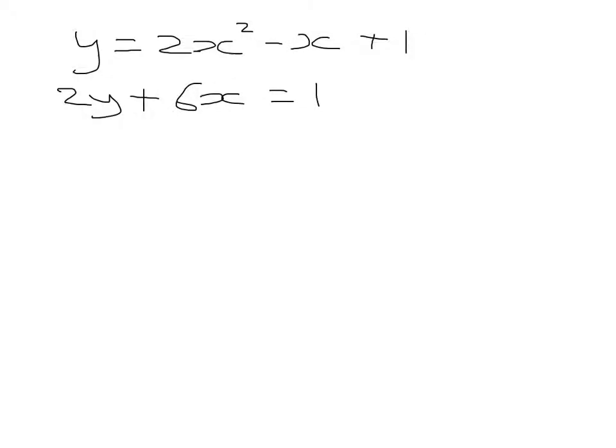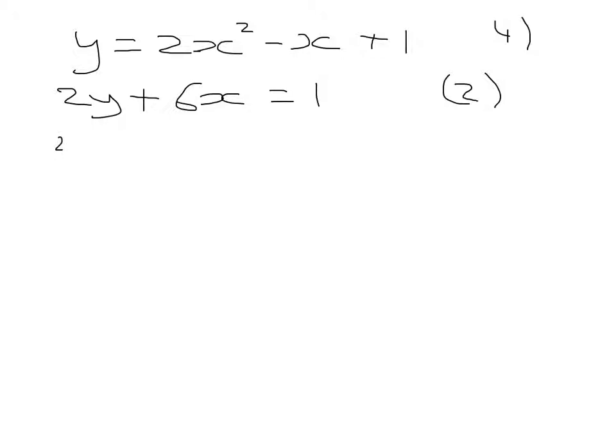How can we use this? Well, if you're asked to find how many points of intersection there are between the parabola y equals 2x squared minus x plus 1, which we're going to call equation 1, and the line 2y plus 6x equals 2, which we're going to call equation 2. One way of solving this is using simultaneous equations, as before.